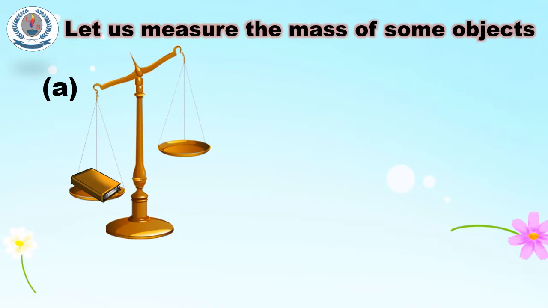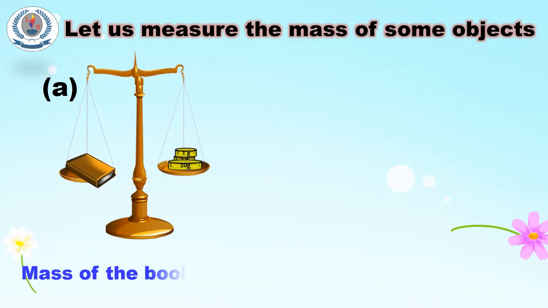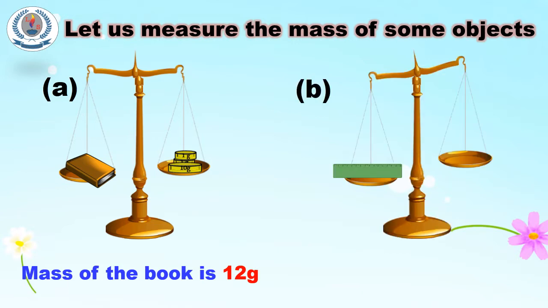Let's measure the mass of some objects. Example A. On the left side of the scale, I keep a book. To find the mass of the book, on the other side, I am going to keep a mass of 10 gram. Can you see it is balanced? No, we need to add some more. So I add some more masses. Now you can see the scale is balanced. So we say the mass of the book is 12 gram.